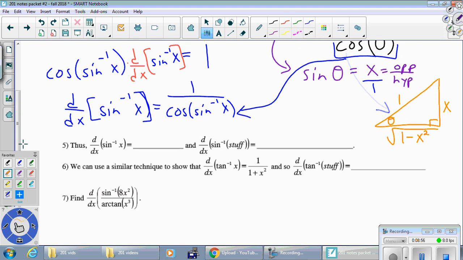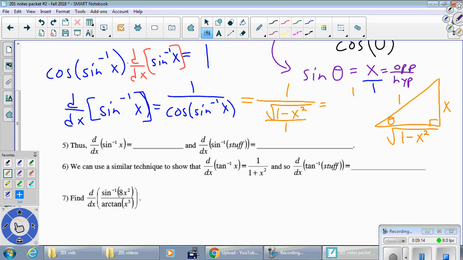So I'll put an orange here, equals 1 over, and according to my right triangle, I know that cosine of theta is adjacent over hypotenuse. So looking at this orange right triangle, the adjacent side is square root of 1 minus x squared divided by the hypotenuse. Hypotenuse is still 1. And so we just get 1 over square root of 1 minus x squared.